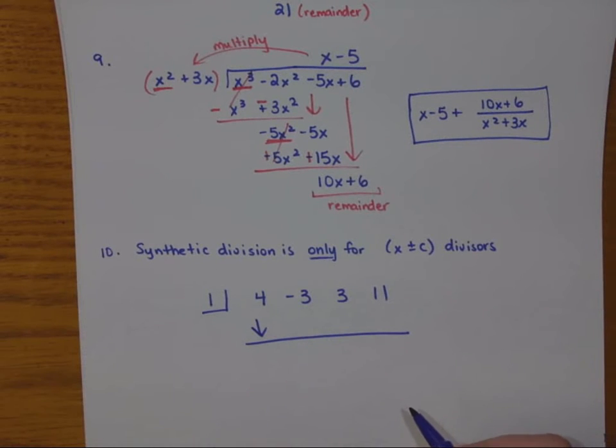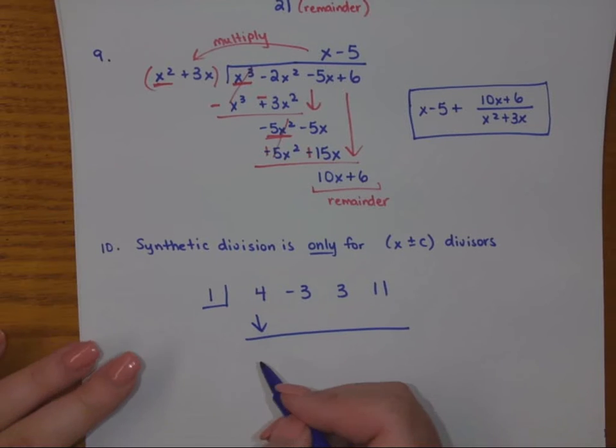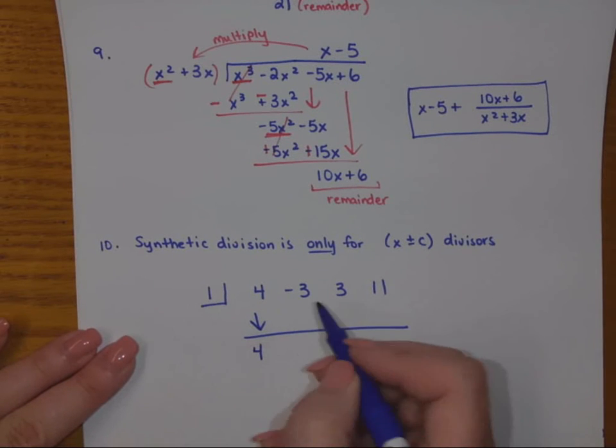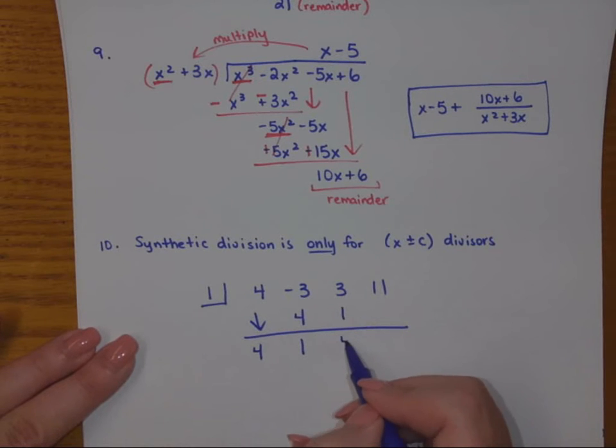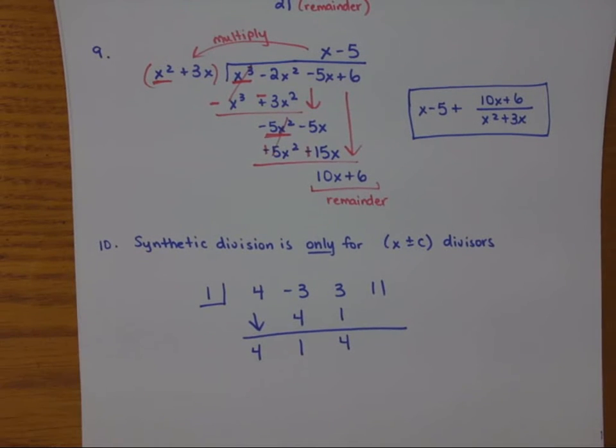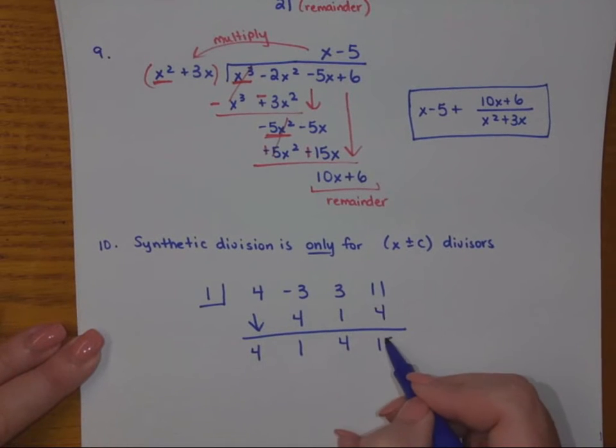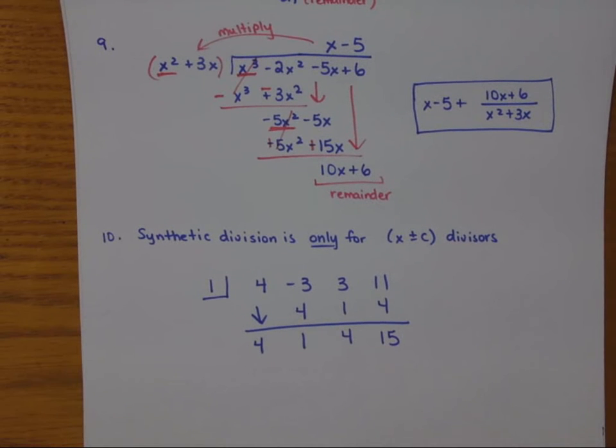So you will have at least one problem where you have to use long division, and then another problem where you have to use synthetic division, but then from there on out, you'll probably get to choose which one you use. So bring down the 4. 4 times 1 is 4. Add the column and you get 1. 1 times 1 is 1. Add that column and you get 4. And then 4 times 1 is 4. Add that and you get 15.